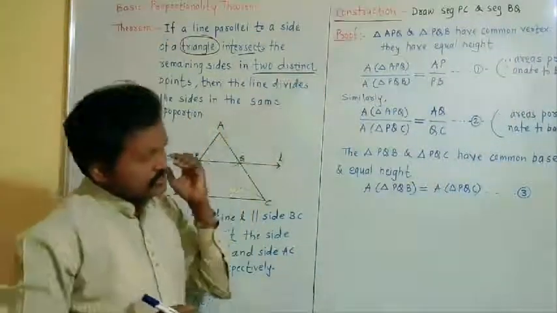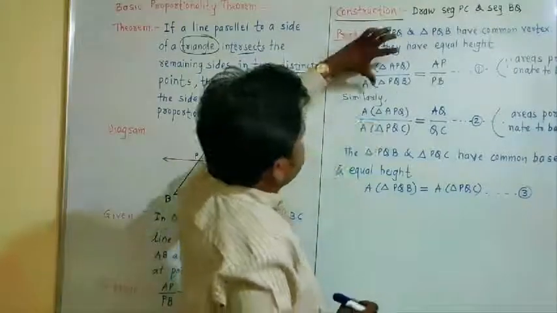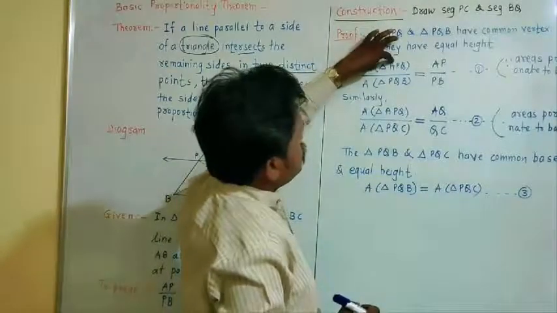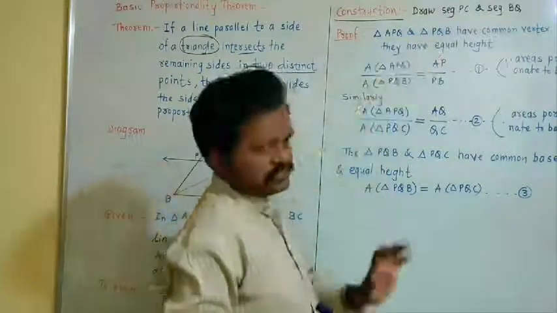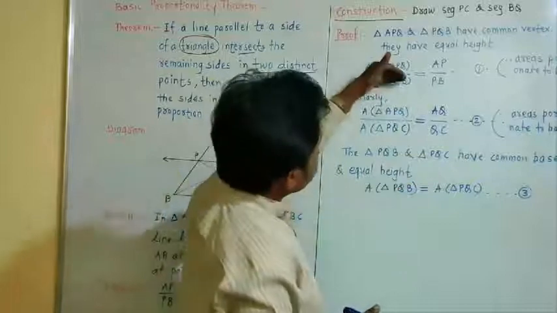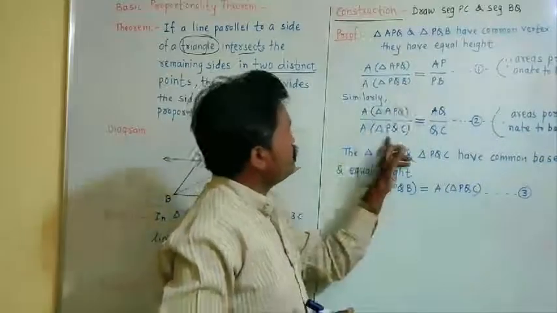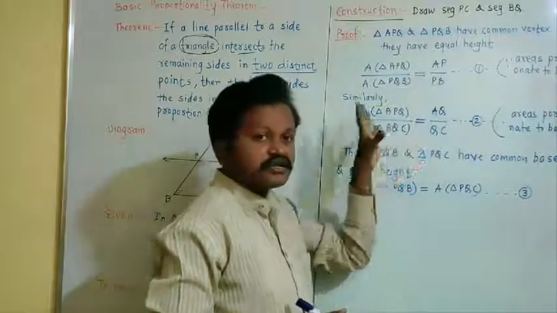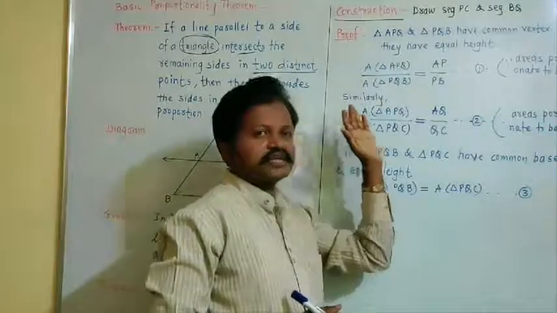Now observe all these three statements. Look here, sir. In the first ratio, numerator APQ, and in the second ratio, numerator APQ, both are equal. And the denominators of these two ratios, that is PQB and PQC, these two triangles are equal. So therefore, the ratios on the left sides are equal.